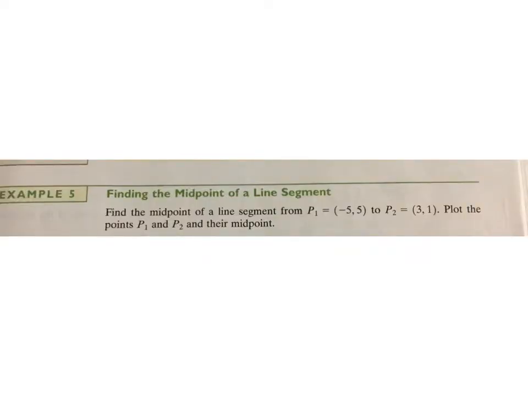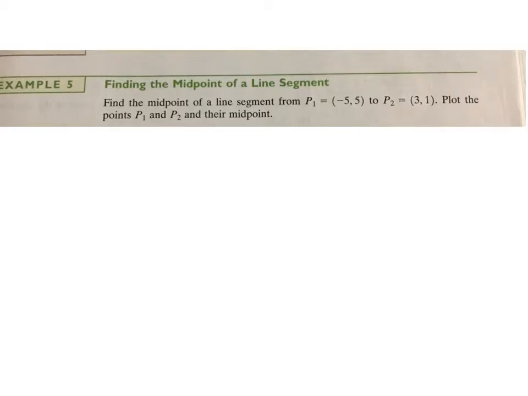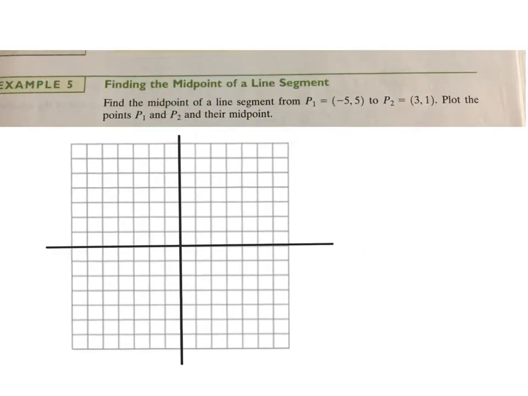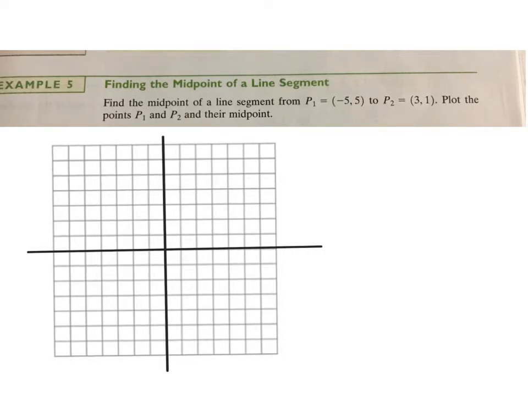Okay, so here's example 5. It gives me 2 points, and it tells me to plot the points and find their midpoint. Okay, so first let's plot those 2 points. That shouldn't be that difficult to do. So P1 is at -5, 5. So we're going left 5, we're going up 5. And that gets us right there. And then P2 is right 3, up 1, there. And I'm going to go back and name those points. So this one was P1, this one is P2.